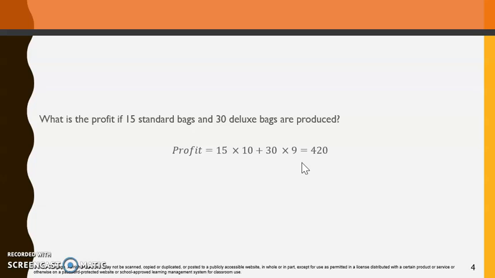Remember, when you want to find the best answer that maximizes your profit, it would be the numbers of standard bags and deluxe bags that make this number maximized while all the constraints are met. None of them are violated. Let's go to the next question.